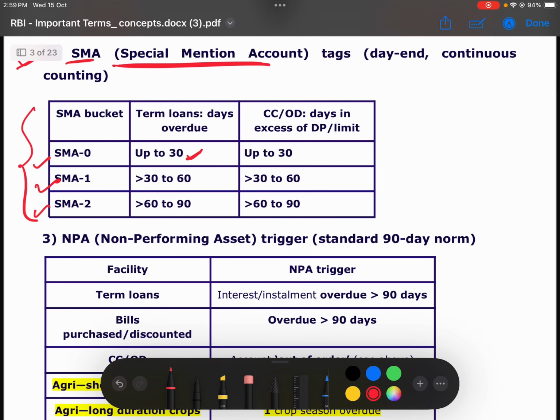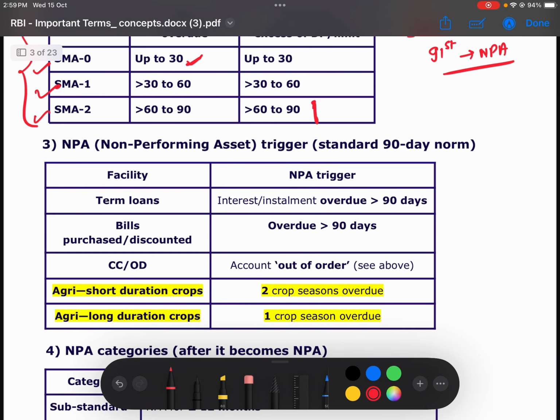First of all, the amount gets overdue, then it goes to SMA. Now 90 days are done. From the 91st day, it will become NPA. For NPA, for term loans, if interest or installment is overdue for more than 90 days, then it will be considered as NPA. Similarly, for bills overdue, the main thing is more than 90 days.